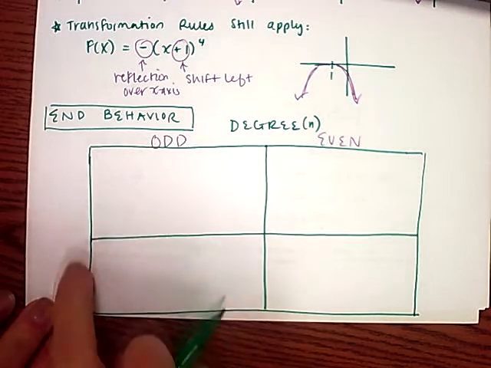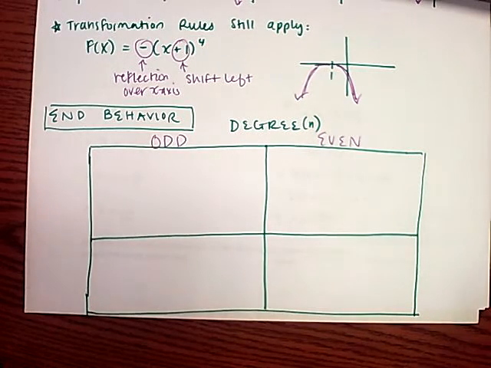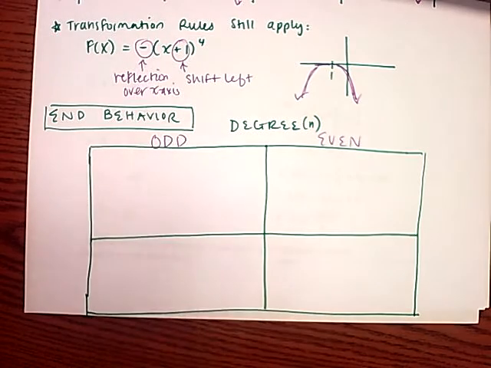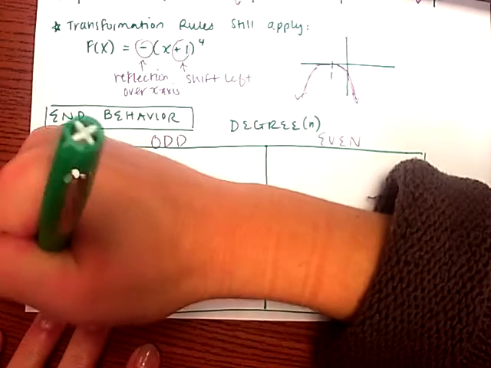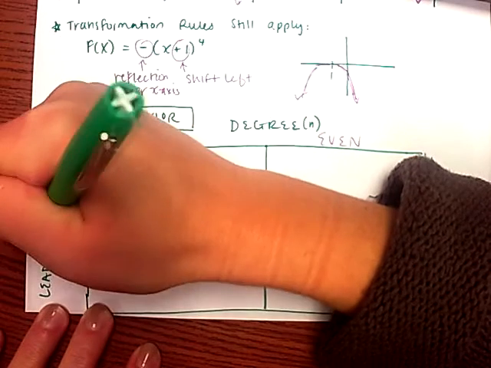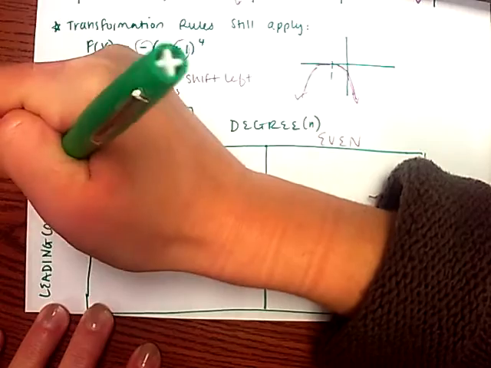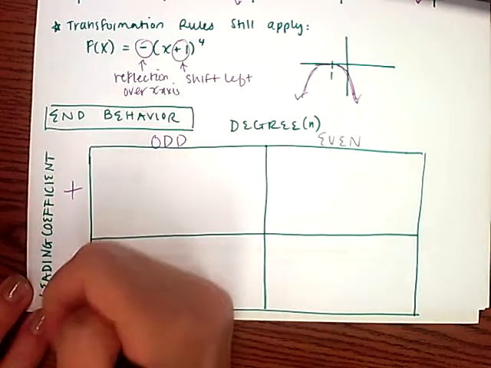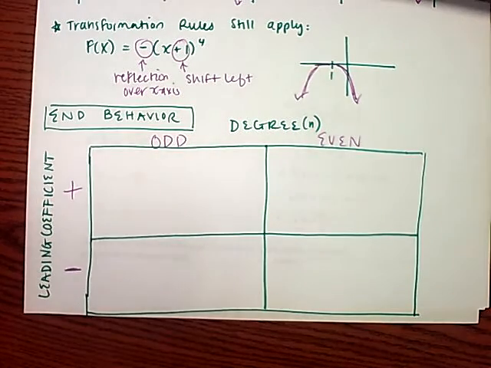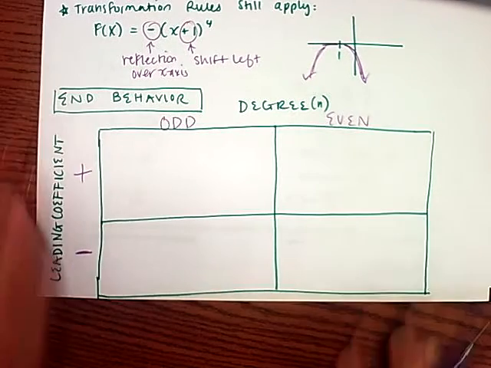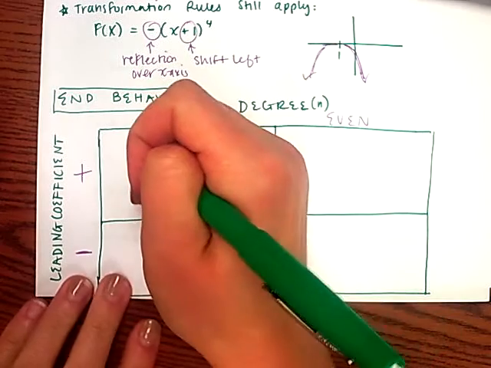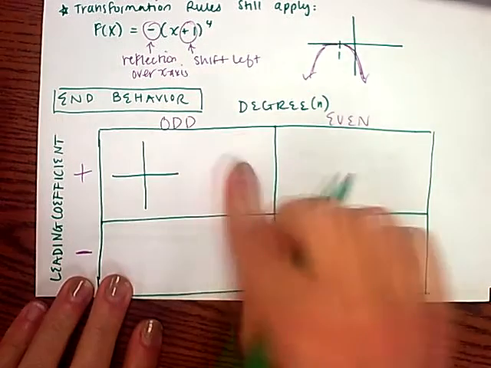And then along the side in these 2 squares, we want to think about what is the leading coefficient doing? Because this negative sign out here is going to impact the leading coefficient. And in that case, we need to think about, is the leading coefficient positive or negative? And we want to see how each of these impacts the end behavior of the function. So in each of these squares, I'm going to draw a little coordinate plane, but I want to leave a little bit of space.